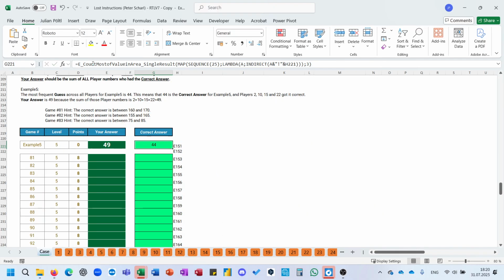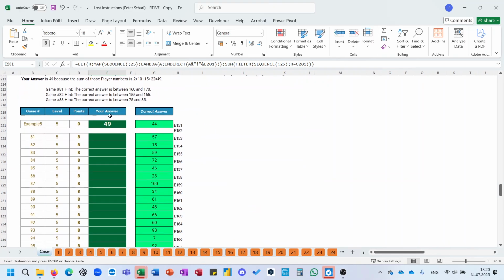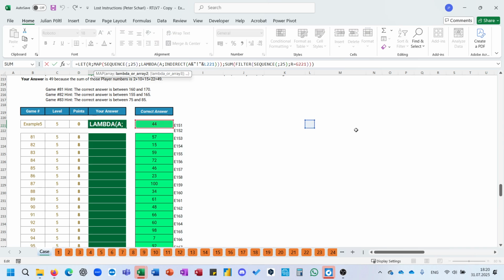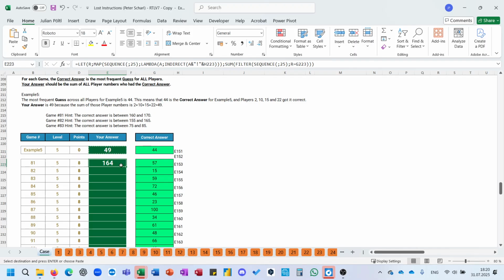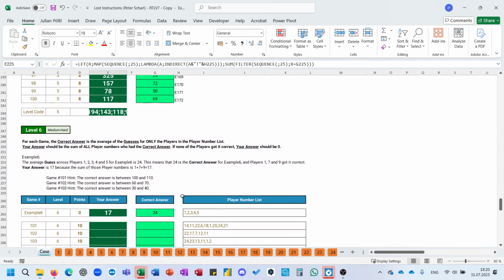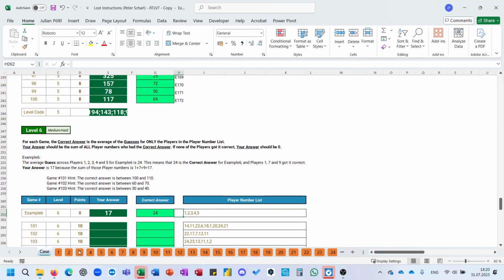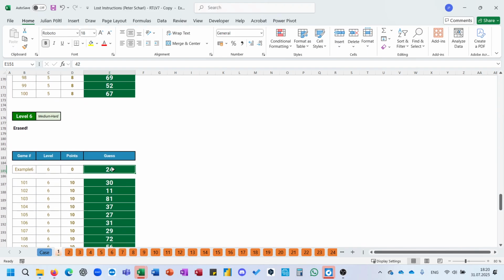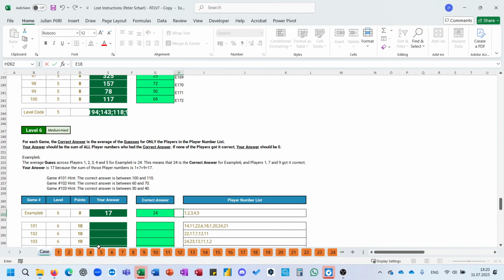Let's copy the formula in here. And we're still using the same formula, but need to adjust it a little bit. 49, yes. 164, 163, 81, yes, should be fine. Now, here we have a list of players, and the average of those guesses is the correct answer. So, level 6 is starting in E185.